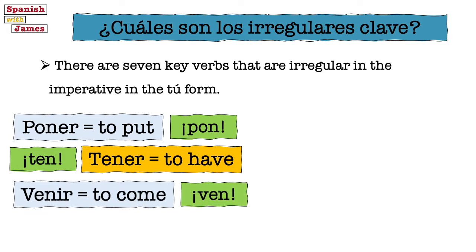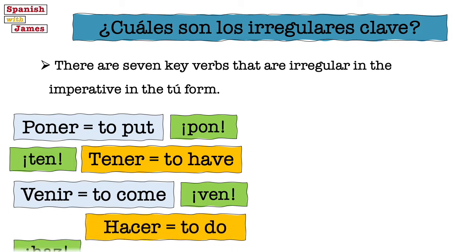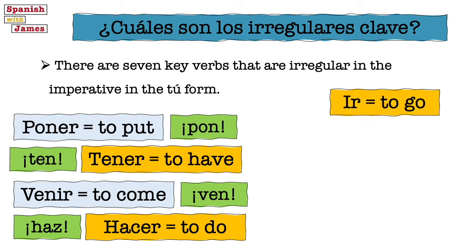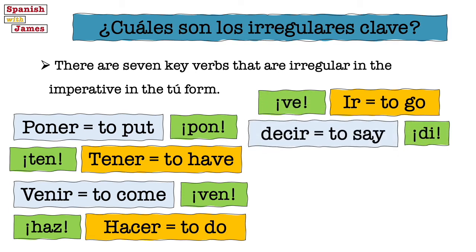Venir, to come, becomes ven. So to say come here, you can say ven aquí. Come to the party, ven a la fiesta. Hacer, to do, becomes haz, or with a Spanish lisp, haz. And that's how you can say do. So haz tus deberes, do your homework. Ir, to go, becomes ve. Decir, to say, becomes di. Di la verdad, tell the truth, say the truth.